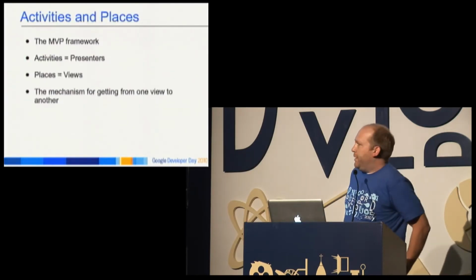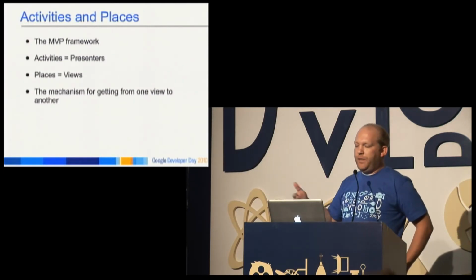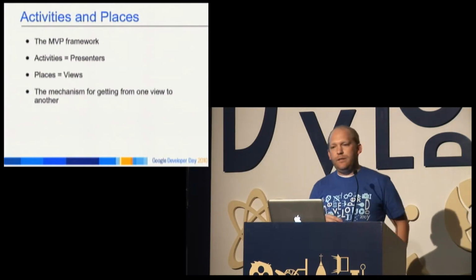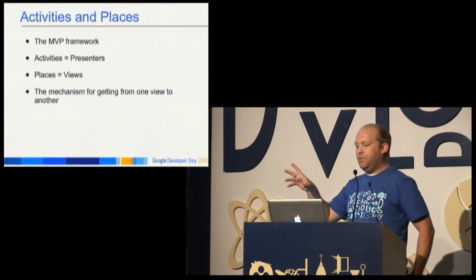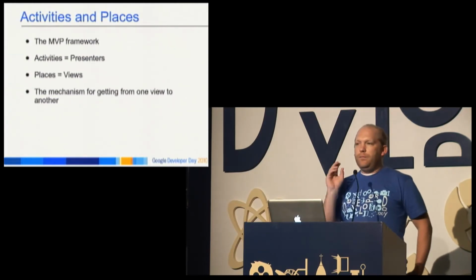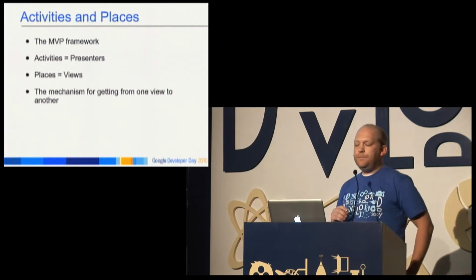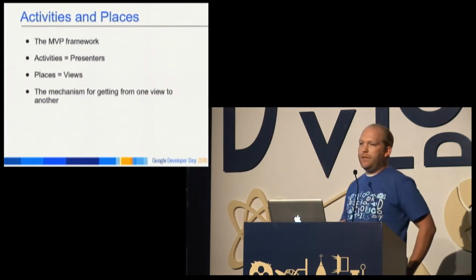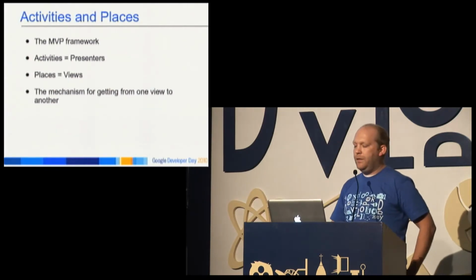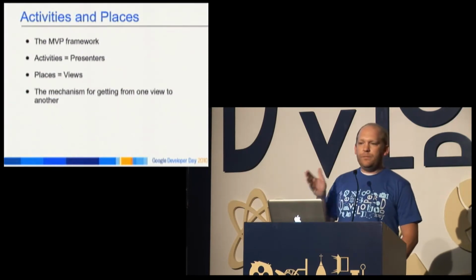So activities and places was our formal name for this MVC/MVP framework. Activities equal presenters, and to keep the analogy going, if you're from the MVC world, activities kind of equal the controllers of your application. That's truly where the business logic of your application goes, right? And then the places equal views, so that's your widget code. That's what's displaying the tables and the buttons and the layout. And overall, it's a mechanism for getting from one view to another, right?